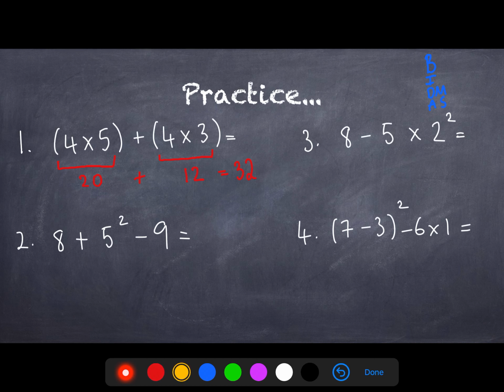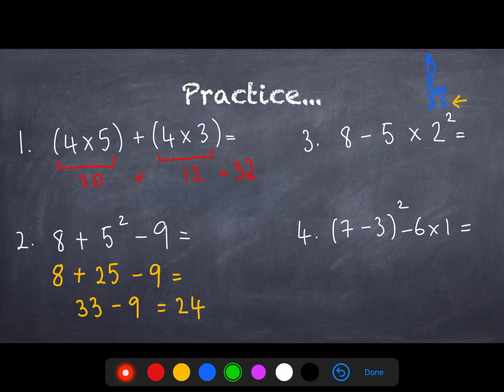Question 2, do I have brackets? No, but I do have indices. I've got 5 squared, so that's going to be the first thing that I do there. So 5 times 5 gives me 25. And then I've just got an addition and a subtraction, which, remember, if we look back here, they're on the same level. So I'm going to just work from the left to the right. 8 plus 25 minus 9. And if you need to break it down, that's fine. So 8 plus 25, that's going to give me 33, minus 9 is going to give me 24.